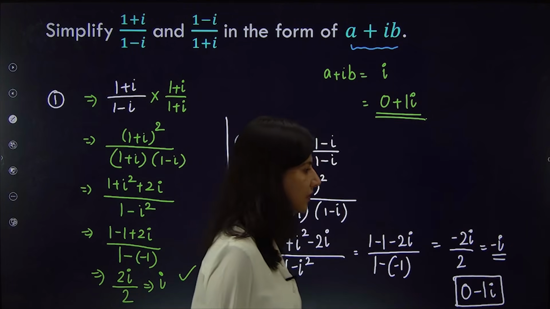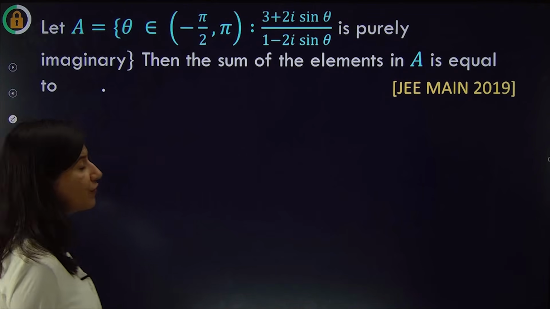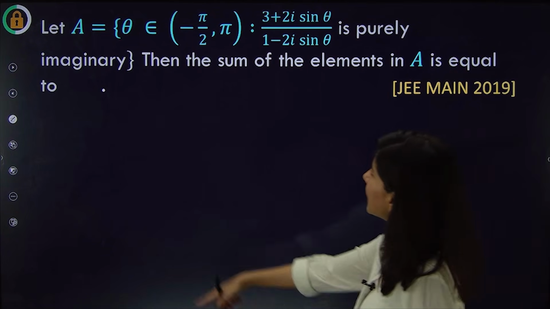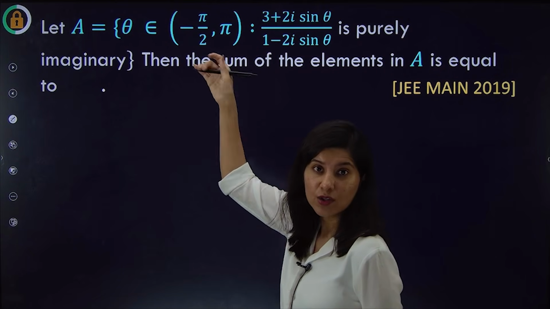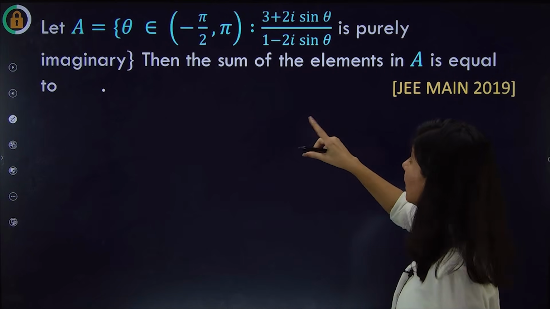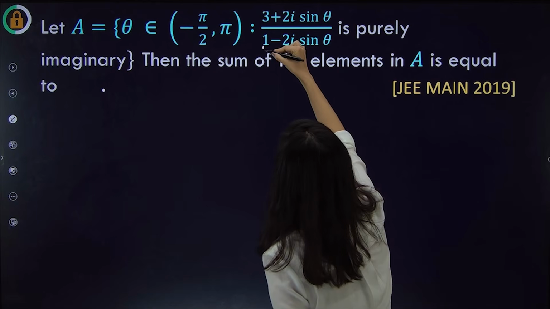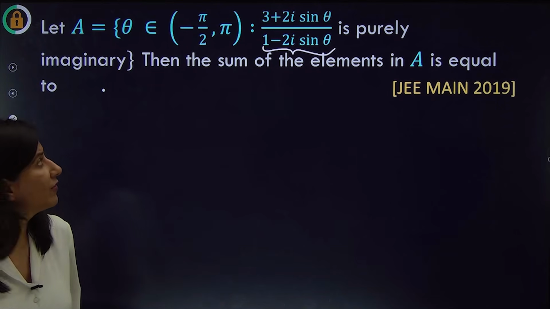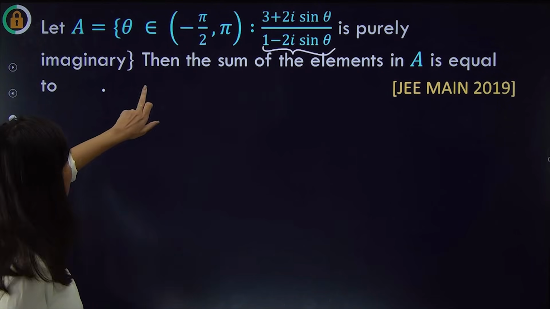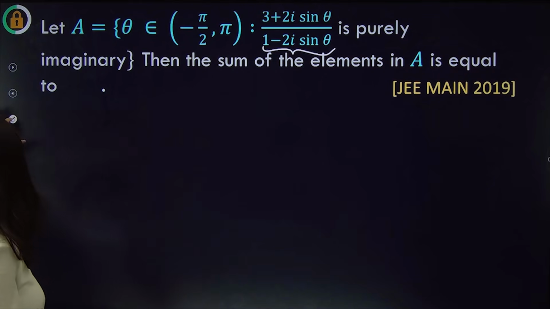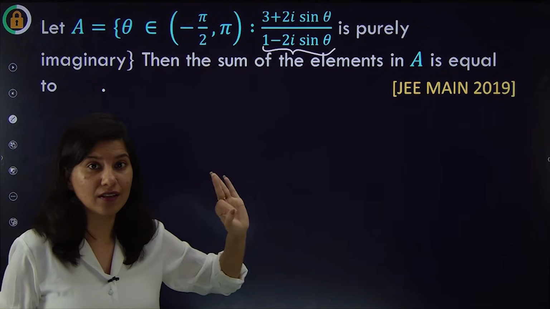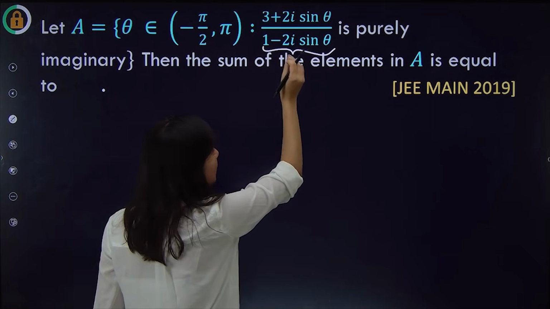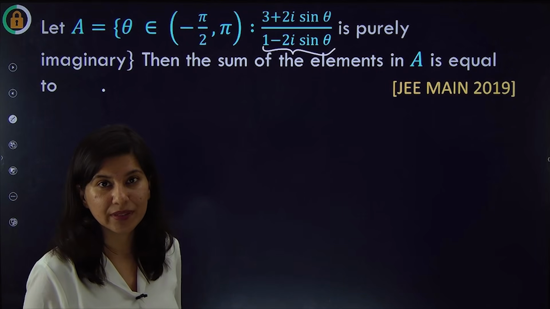Cool. Let us now talk about a question which was asked in JEE Main 2019. Let set A have theta in it, such that this expression is purely imaginary. Purely imaginary means the real part of this complex number should be 0. Then the sum of elements in A is equal to. Understand, in this question also we are going to repeat the same thing. First of all, this should be in the format of a plus iota b.